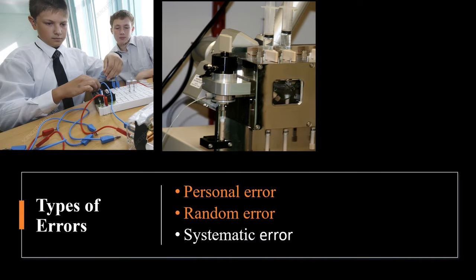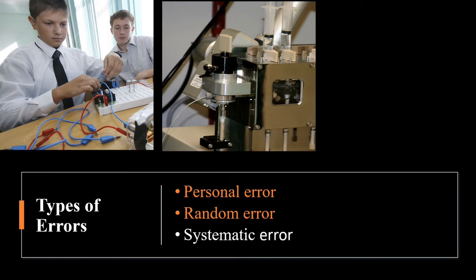So random error cannot be avoided. However, to reduce its effect, we repeat our measurement more than one time. You will see that we repeat the measurement 4 or 5 times in order to reduce the effect of the random error.